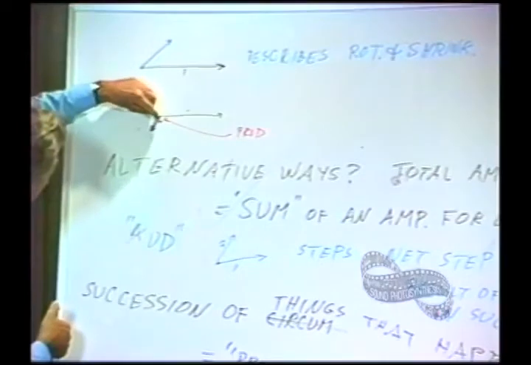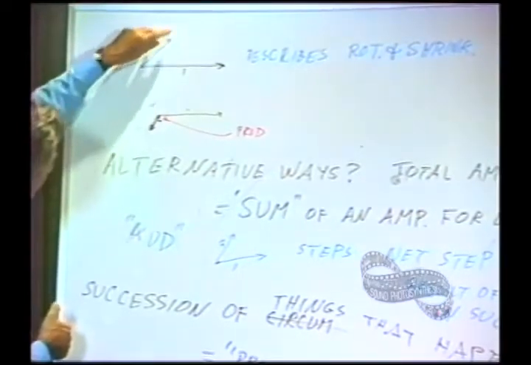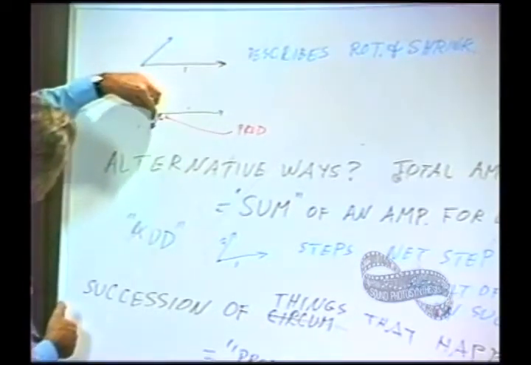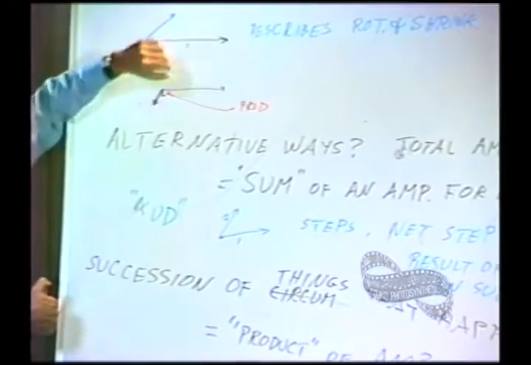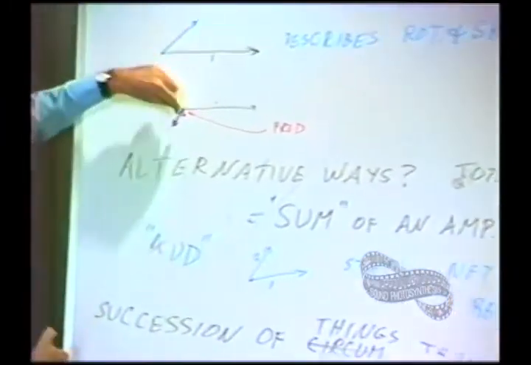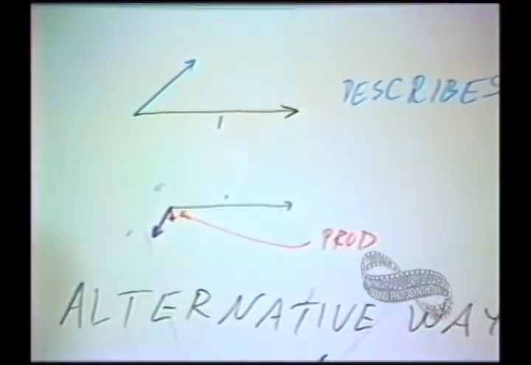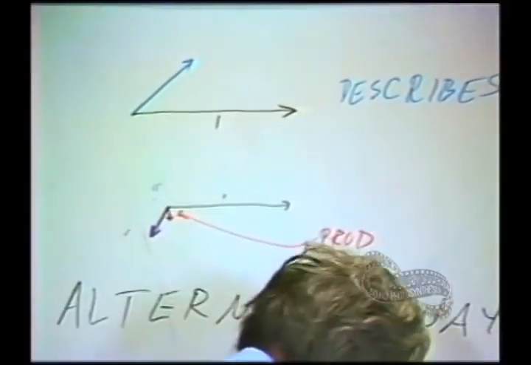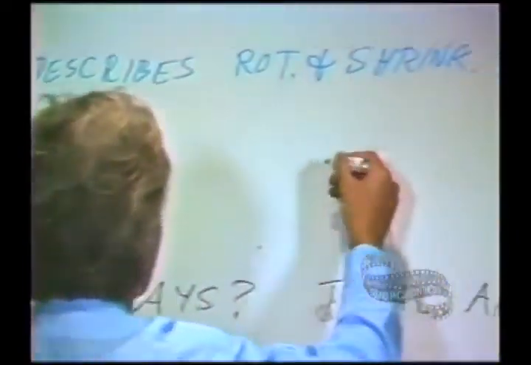It bears the same geometric relationship to the purple arrow as the blue one bears to the black one. In other words, it's supposed to be turned the same degree and shrunk the same degree as this blue is relative to the black. That is, this is to that as this is to that. That's the way multiplication works with numbers too. That's why we call it multiplication. Let me show you why it's similar to multiplication.